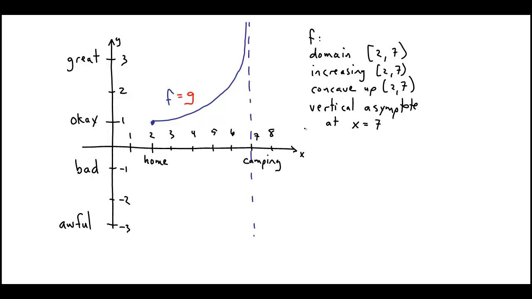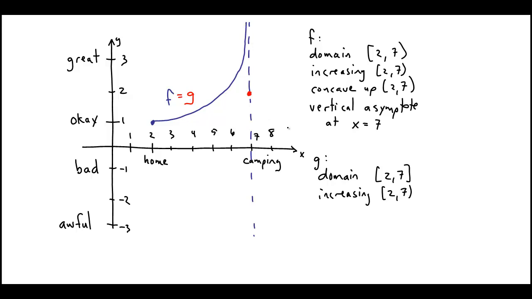Now, let's talk about a new graph. G is exactly the same thing as f with one more point put in. Well, now G has a domain that includes all the points of f and the point 7, so we use a closed bracket at the 7. And it's only increasing from 2 up to 7. It's not increasing at 7, it kind of takes a jump down.